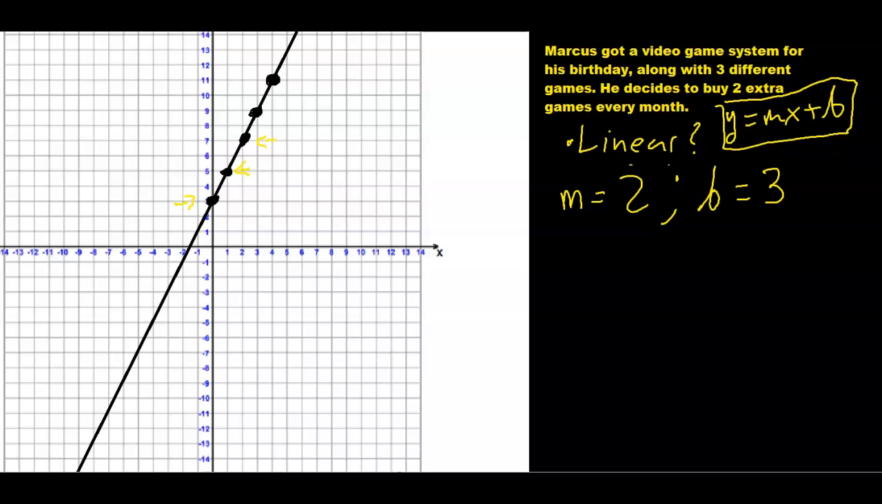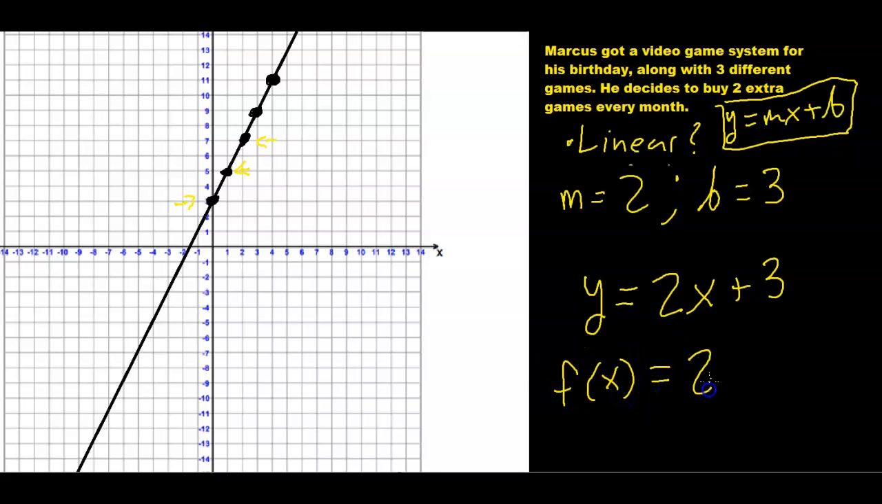So how can we combine all of this into our equation? We know m and we know b, so we know this linear relationship can be modeled by the line y equals 2x plus 3, right? Or if we wanted to write this in explicit form, we can write this as f of x equals 2x plus 3.